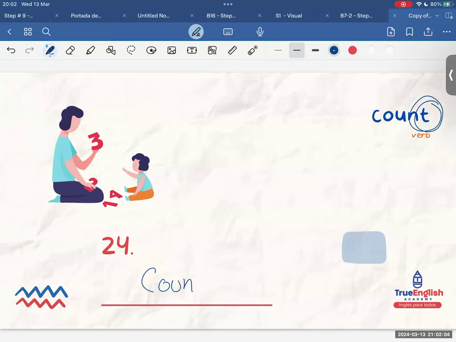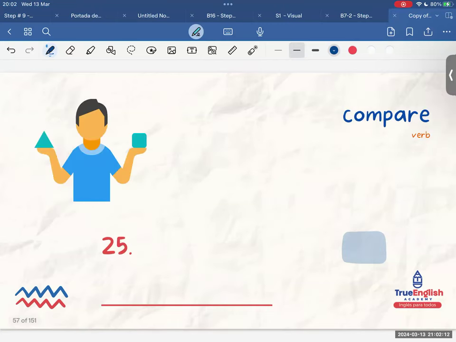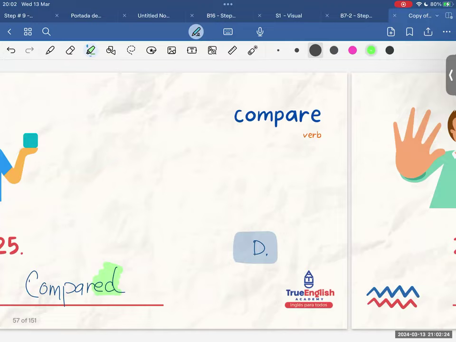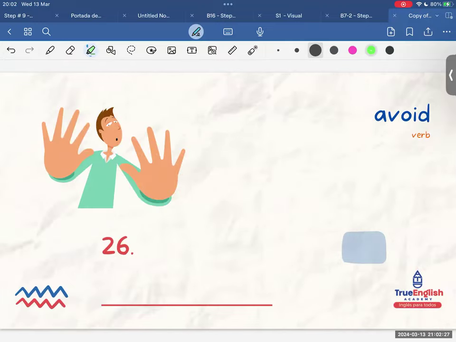T. Counted, ED. Let's see. Compare. Compared. D. Only D. D, but D pronunciation. Avoid. Avoid it. Finishes with D. One more syllable. Avoid it.